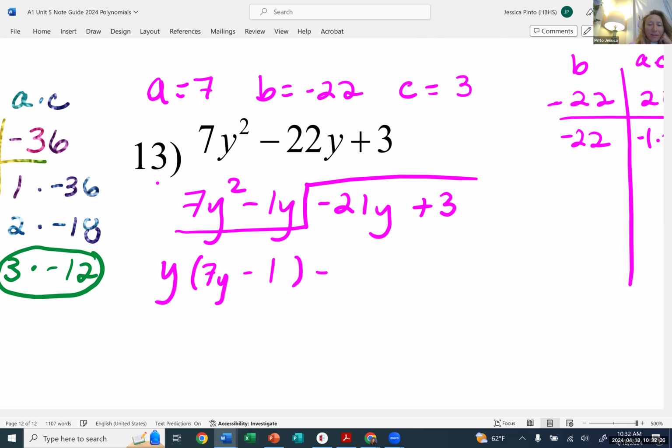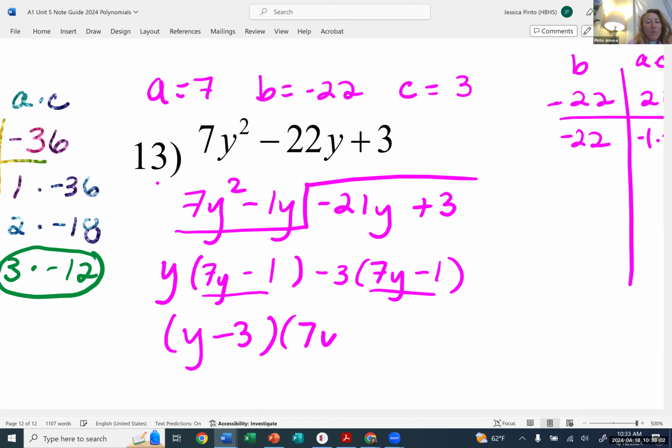I have a negative, and I can divide both of these by 3. That gives me positive 7y. Then I'm going to change the sign. 3 divided by negative 3 is negative 1. Now that the binomials are here, I compare them to see if they match. They do. If they don't match, you have made a mistake. Pause and ask for help. This now can be written as the final answer, y minus 3, 7y minus 1.